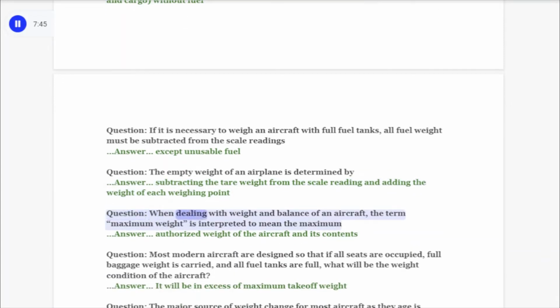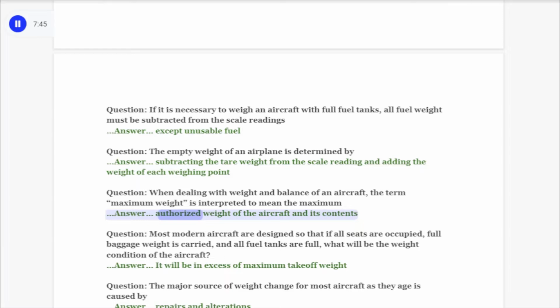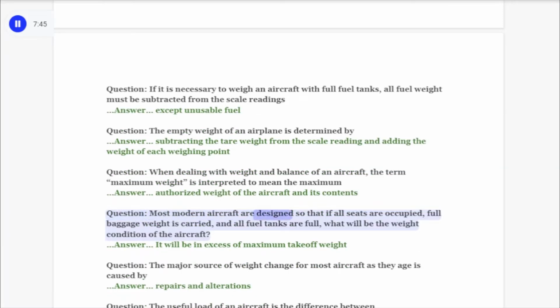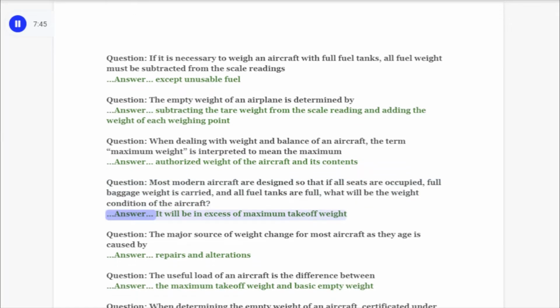Question. When dealing with weight and balance of an aircraft, the term maximum weight is interpreted to mean the maximum. Answer. Authorized weight of the aircraft and its contents. Question. Most modern aircraft are designed so that if all seats are occupied, full baggage weight is carried, and all fuel tanks are full, what will be the weight condition of the aircraft? Answer. It will be in excess of maximum takeoff weight.